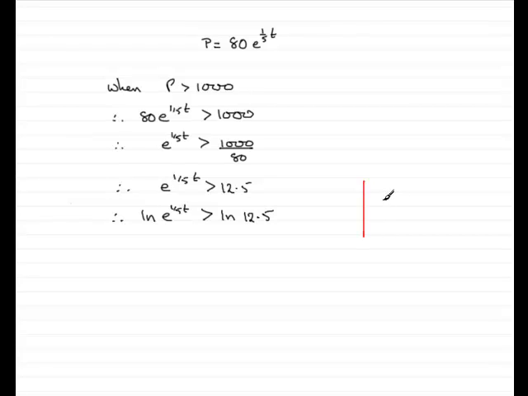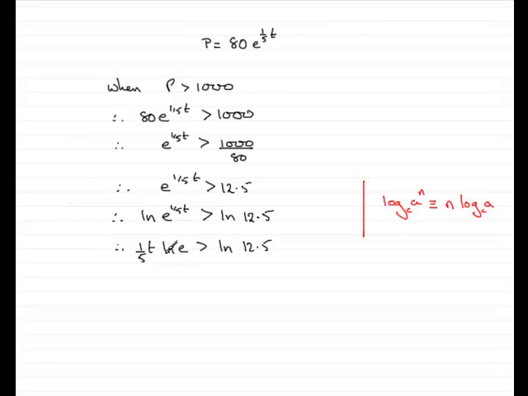But you should know that if you've got the log of anything, let's say a to the power n, in any base whatsoever, let's say base c, then this is identical to n times the log of a in base c. You can just bring that power out to the front. So if we did that here, we're going to have 1/5 t then times the natural log of e, and that's going to be greater than the natural log of 12.5.